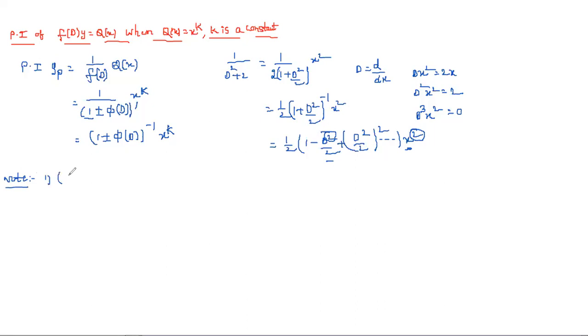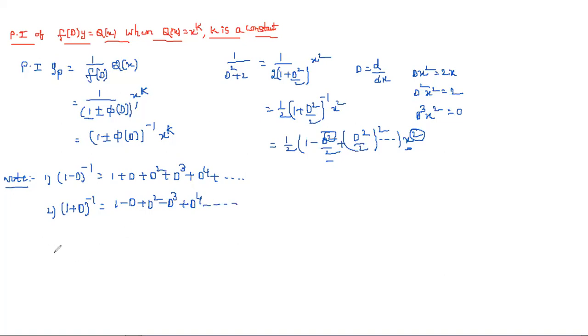So the first one: suppose (1 minus D) whole power minus 1. Here it is D, or it may be x, or whatever it is. If it is in this form, then we write the expansion as 1 plus D plus D squared plus D cubed plus D power 4 plus, and so on. This is the expansion for this. Next, the second one: (1 plus D) whole power minus 1. In that case, just alternate the signs: 1 minus D plus D squared minus D cubed plus D power 4 minus, and so on.